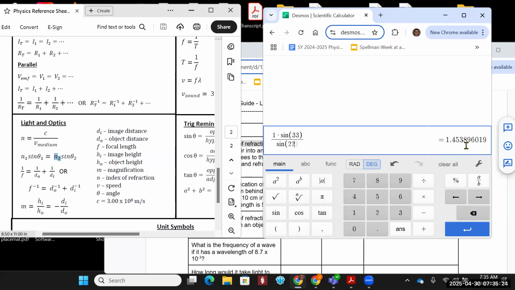Again, index of refraction should be a value somewhere between 1 and 3 generally. So if you get that number, you've probably done everything correct with this one. Again, there's no inverse sine on this one because we're not trying to find an angle. We only do the inverse sine when we're trying to find an angle. So that is how we do number 1.